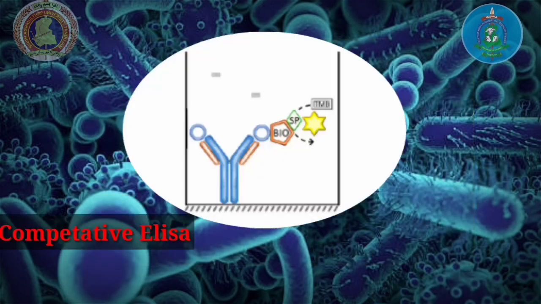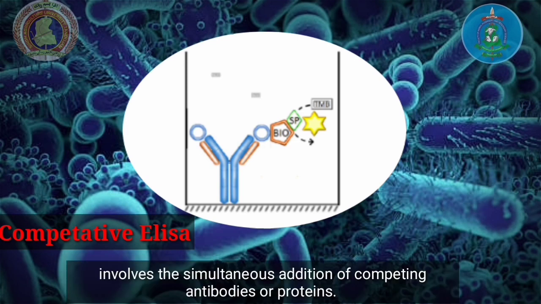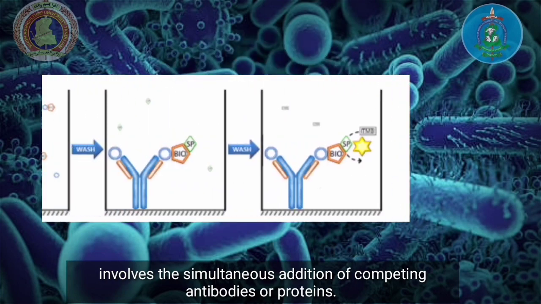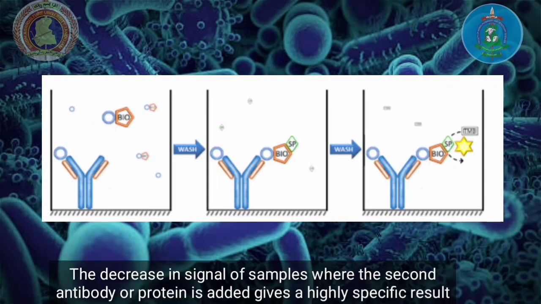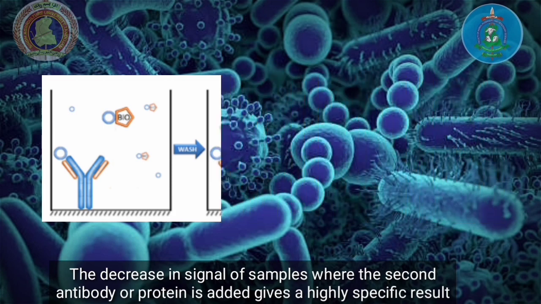Quantitative ELISA. It involves the addition of competing antibody or proteins. The decrease in signal of samples where the second antibody or protein is added gives highly specific results.